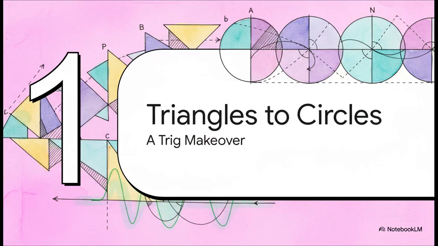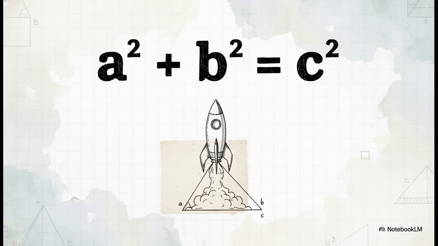So, first things first, we need to build a little bridge from something you know really, really well to where we're headed. We're going to take that classic theorem and give it a complete trigonometric makeover. I mean, you've seen this 1,000 times, right? The Pythagorean theorem. It's the absolute bedrock of geometry. It connects the sides of a right triangle. We're going to use this exact formula as our launch pad. No complicated new rules to start, just this old friend.